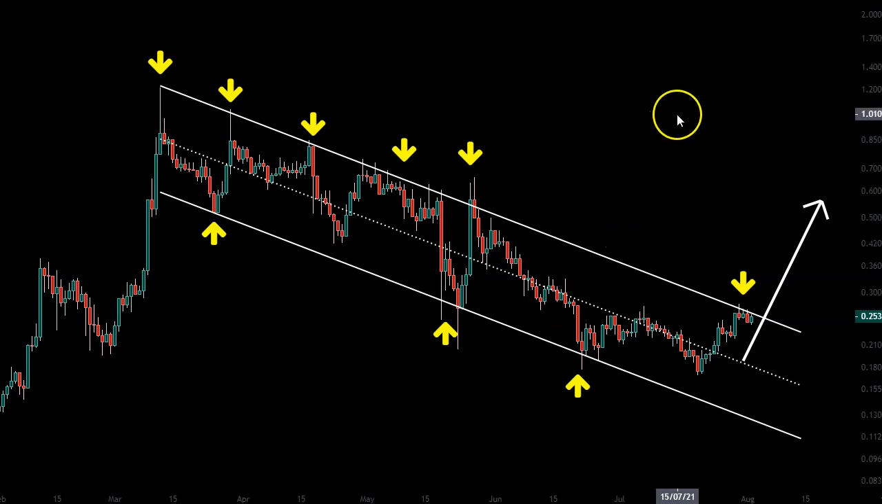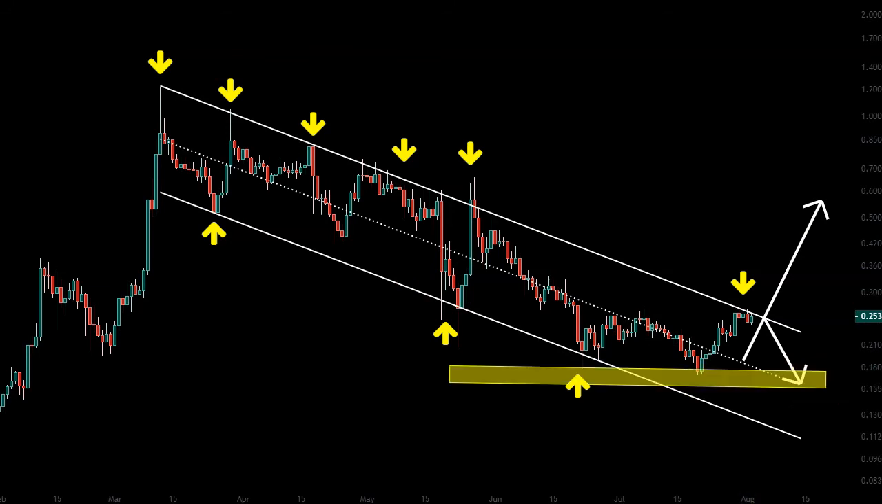But always keep the two sides of the same coin. A retest, at least, of the median of this channel is a possibility. And practically, it would coincide with what we talked about, that rectangle at 17 cents. Something like this. Both scenarios are still open.